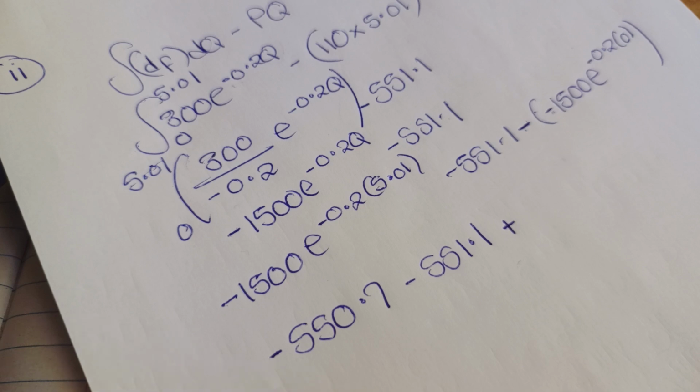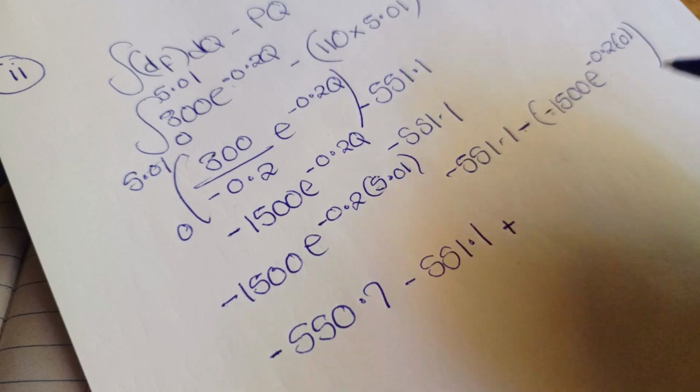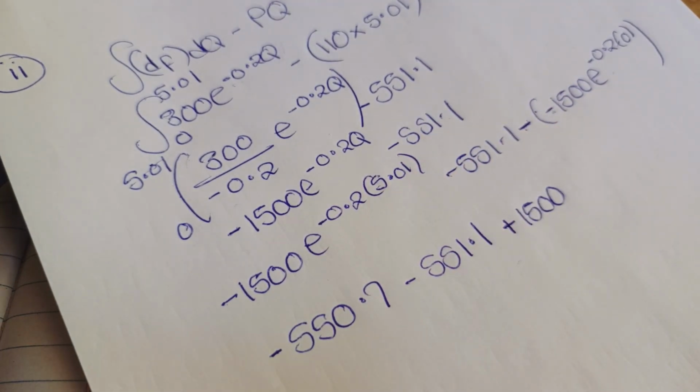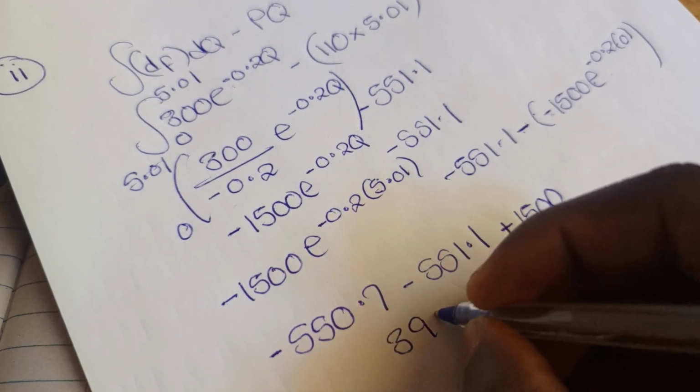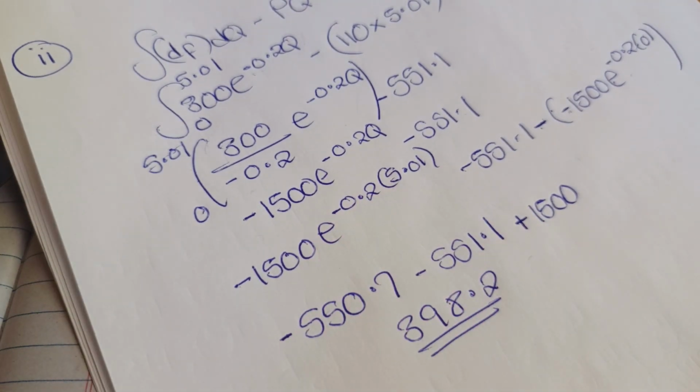So negative 0.2 times 0 is 0. Then any number to the power 0 is 1. So e to the power 0 here will give you 1. So 1 times this will give you 1500. Then from here, negative 550.7 minus 551.1 plus 1500 is giving you 398.2. So this is the consumer surplus.